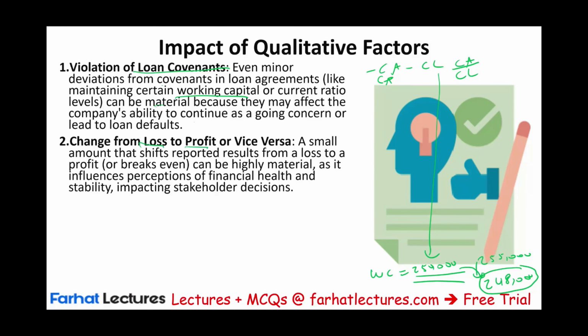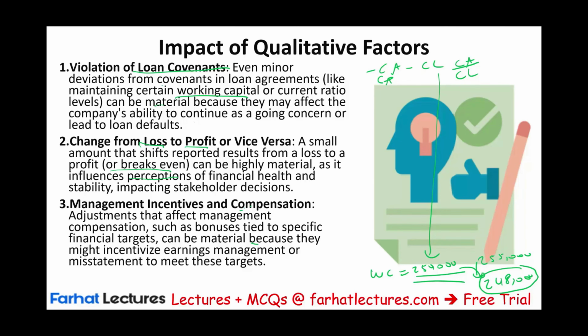Change from loss to a profit or vice versa. A small amount that shifts the reported result from a loss to a profit or breaks even can be highly material as it influences perception of financial health and stability, impacting stockholder decisions. So if you have a company right now reporting negative $10,000 in income, and guess what? If there's an error and that error is not corrected, it's going to take them to a $5,000 profit. Although the number may not be material, going from negative 10 to plus 5, which is a total of 15, it becomes material because you're going from a loss to a profit. So this is a psychological change that's important, or that's going to take you from a loss to a break even. So here, any error becomes material.